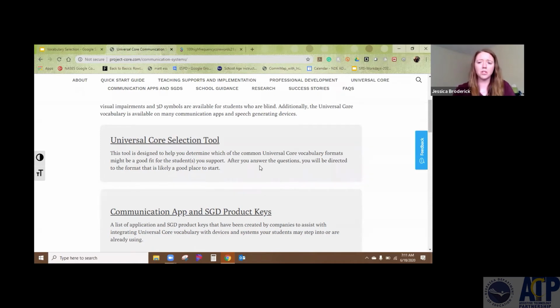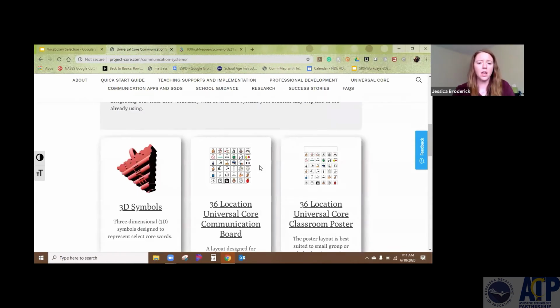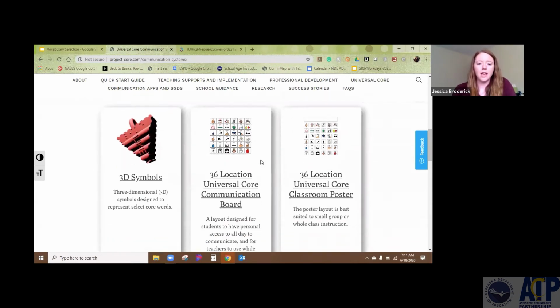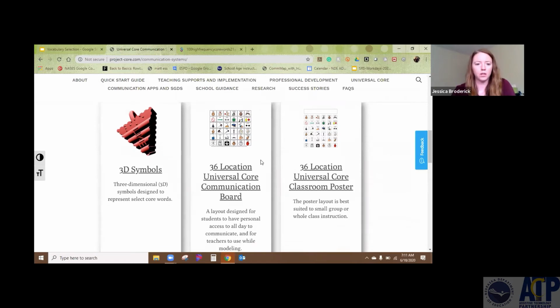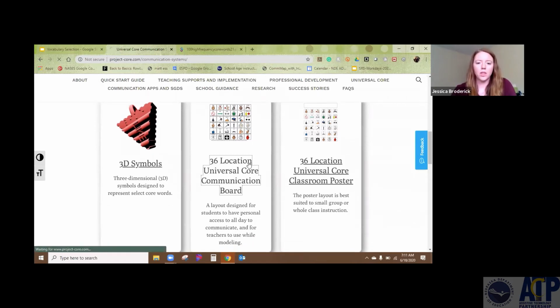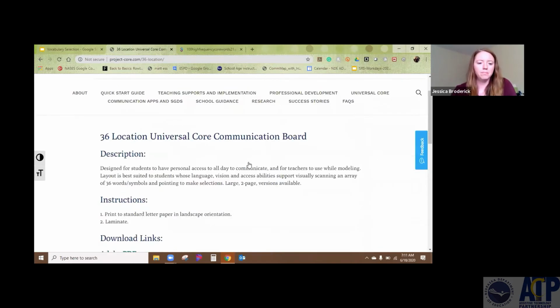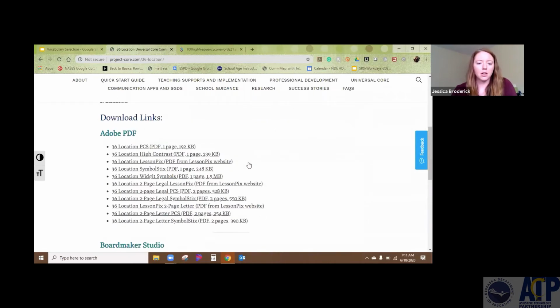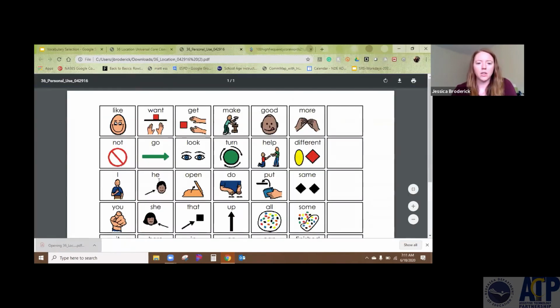So if you're just getting started, that's a great resource. Now down here, they have their boards for free, just totally free. So you don't have to reinvent the wheel or anything. The one that I showed you in the presentation is their 36 location board. That just tells us that it has 36 pictures on it. And I'll just show you that. And so that's what that looks like.